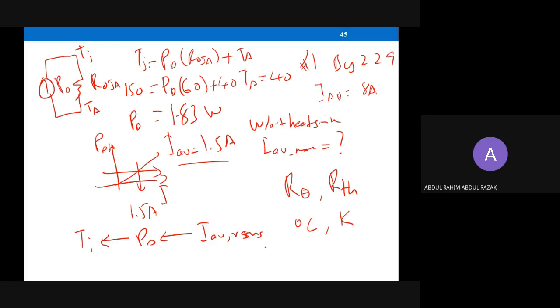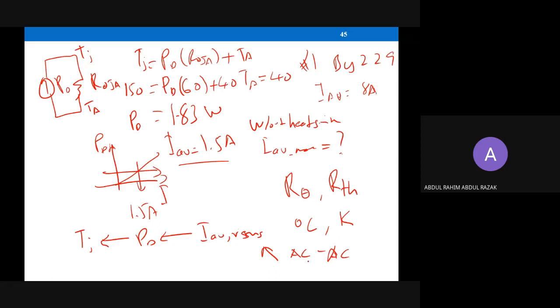So, and some more, if you have already the current value, you can use the current value to get your PD, or you calculate your PD, and you get your Tj. And some more, if you don't have your current, so it comes from another kind of converter, so you have to find out what formula needs to be used to find out your I RMS or I average.